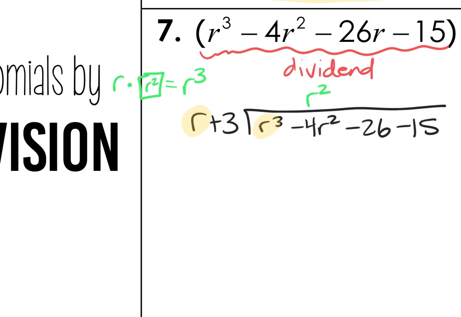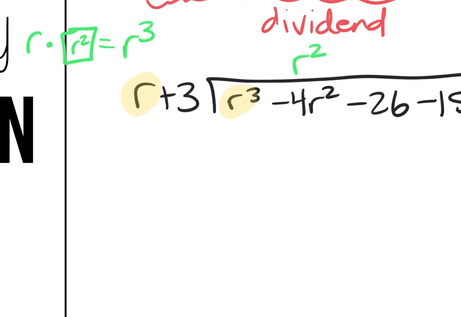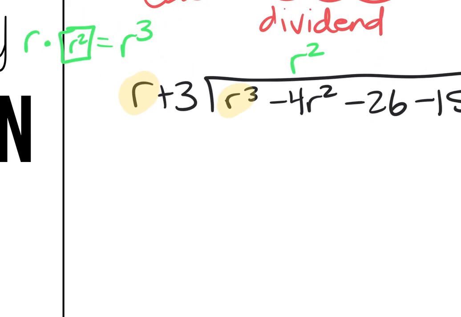Now I multiply. So watch what I'm going to do. I'm going to do r squared, because you always go to the next one with long division, like I just showed. So now we're going to go r squared times r. What's r squared times r? R to the third. And then you've got to do r squared times 3. That's 3r squared. So whatever you put up here, you have to multiply to everything here.